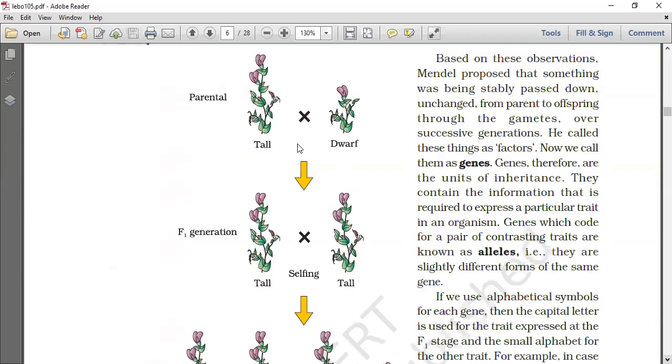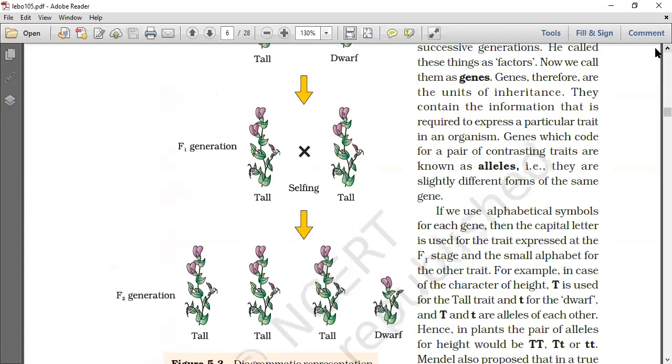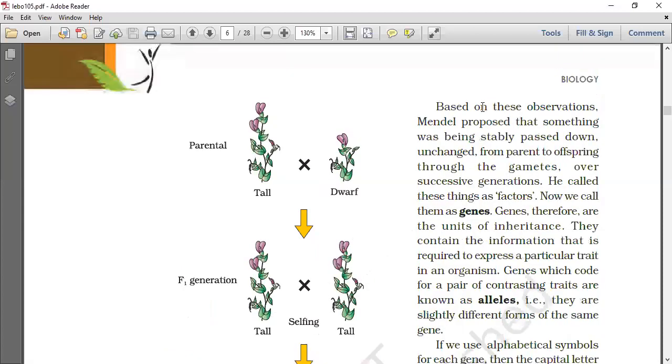Okay, so this is a cross we are showing, tall and dwarf, the artificial cross-pollination. And then what you got in F1 was all tall, and F1 cross with F1 self-pollination. In F2 we got 3/4 tall plants and 1/4 dwarf plants, or in other words 75% tall and 25% dwarf. Let us try to understand this in the form of that Mendel observation.